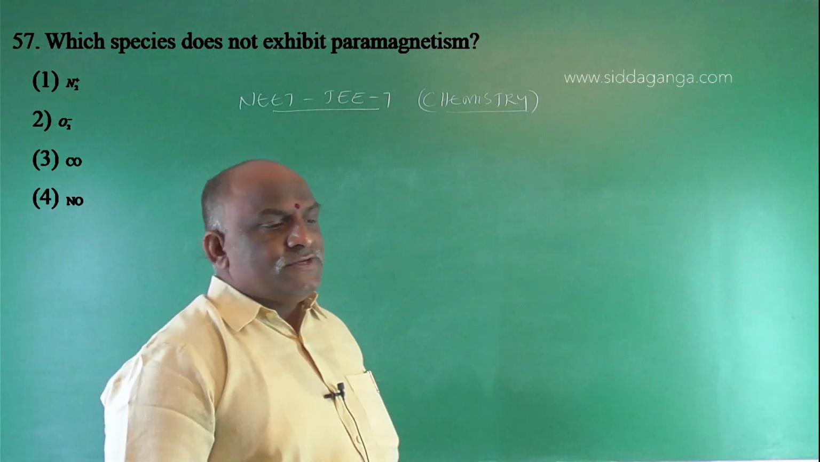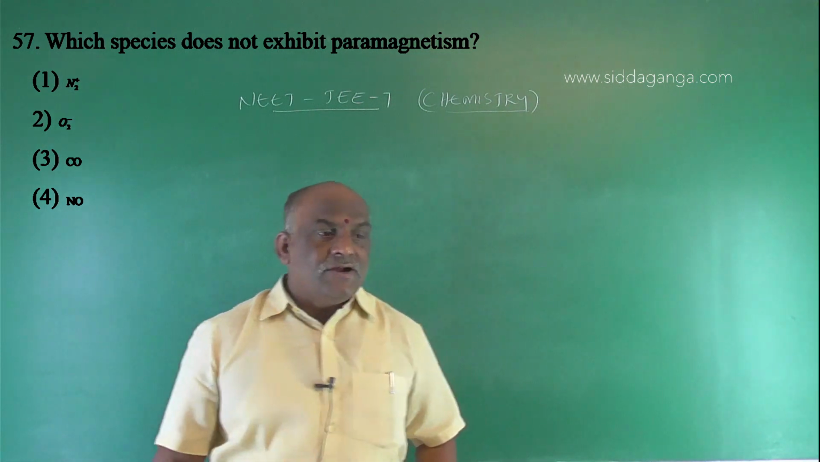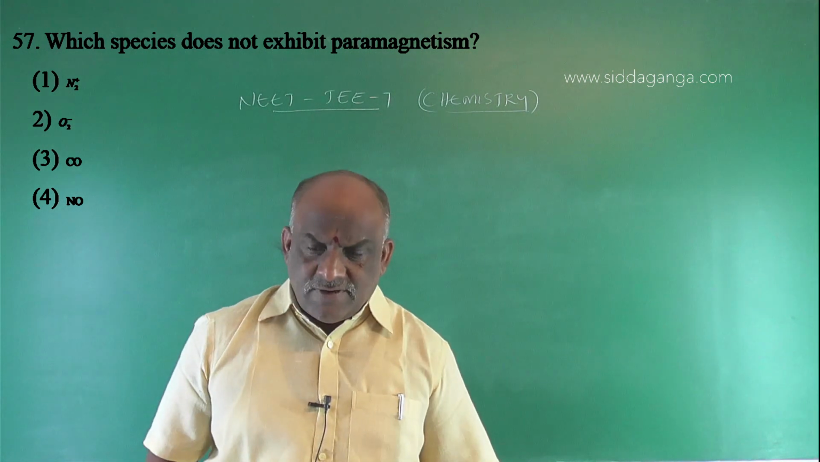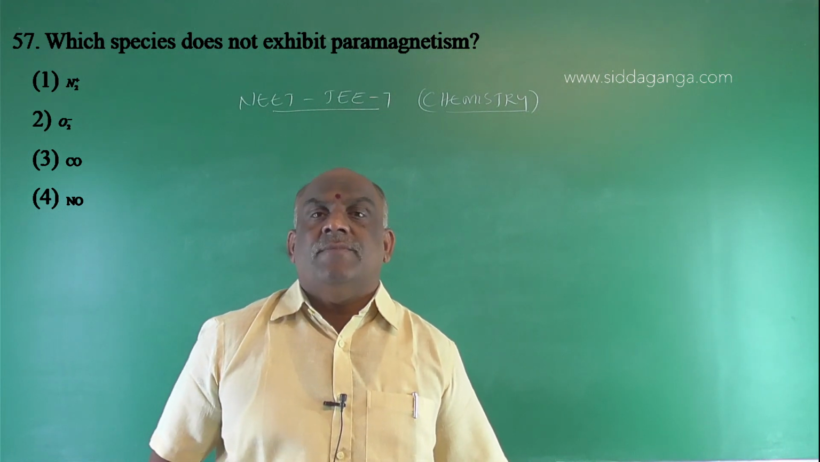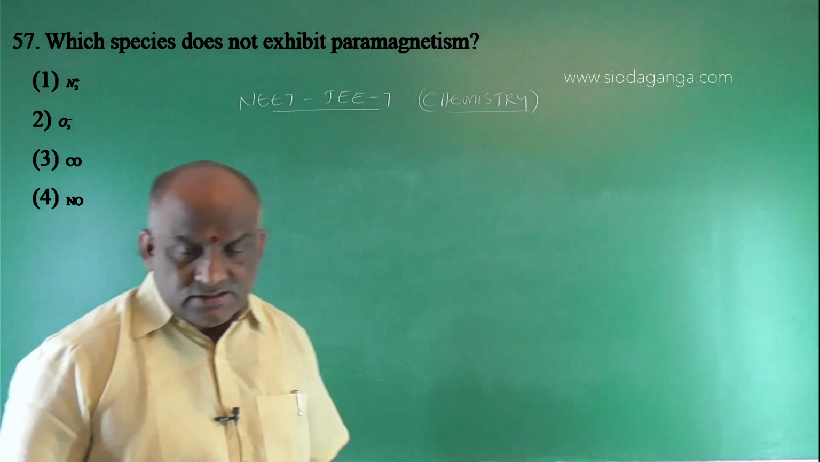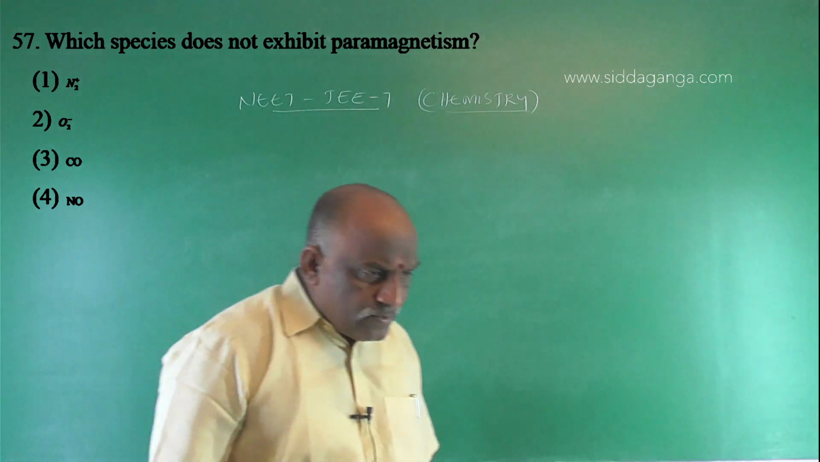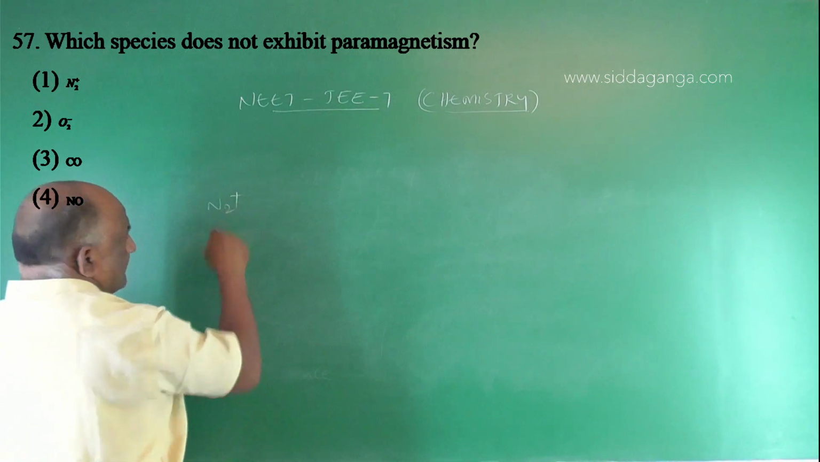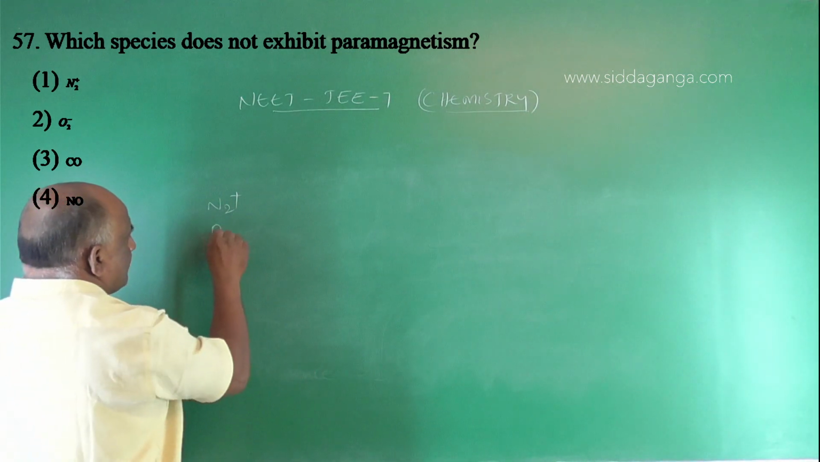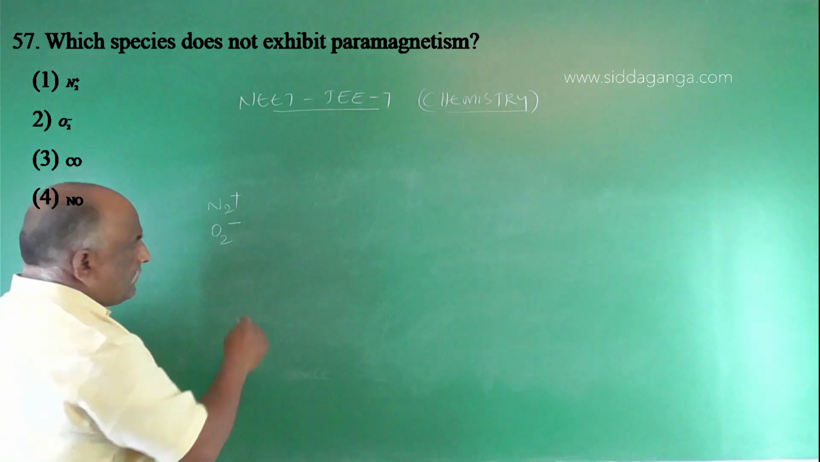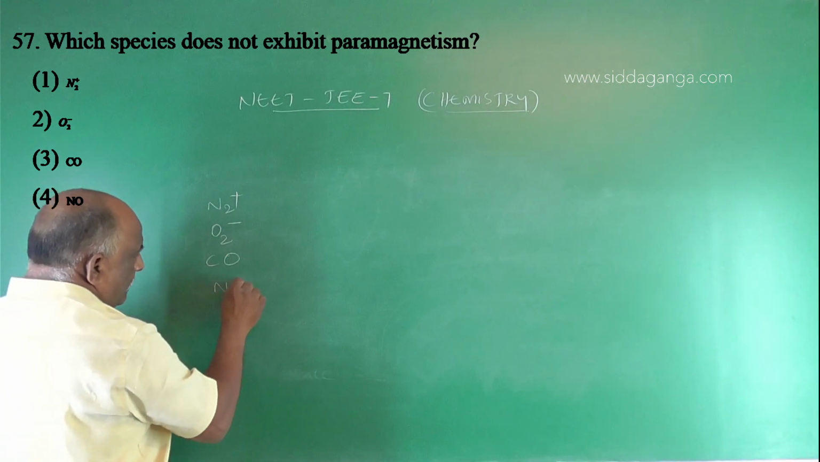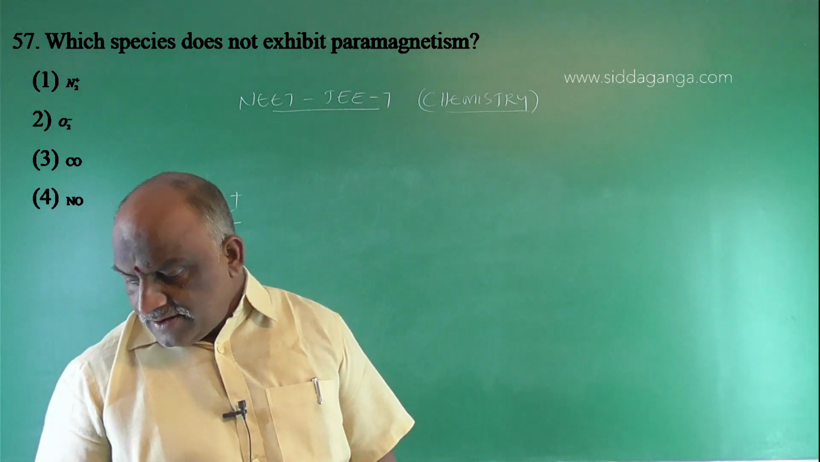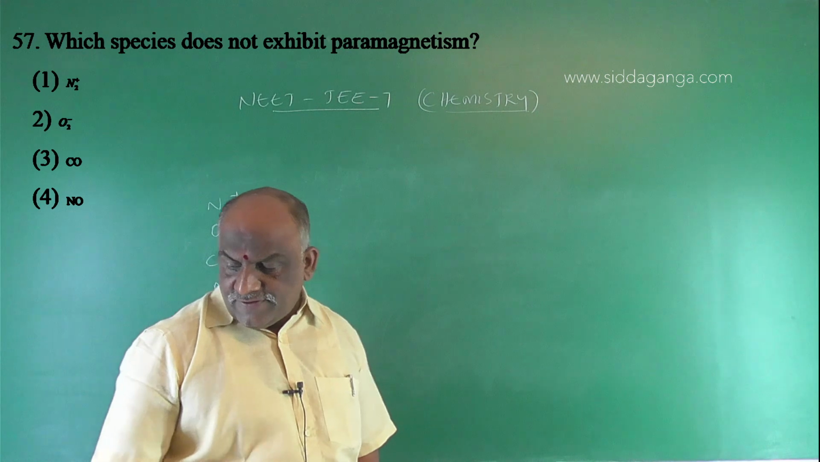Next question: which species does not exhibit paramagnetism? What is the condition for paramagnetism? The condition for paramagnetism is the presence of an odd number of electrons or unpaired electrons. Option 1, N2 plus. Option 2, O2 minus. Option 3, CO. Option 4, NO. Very good options these are, and it is easy to find which is right and which is wrong.